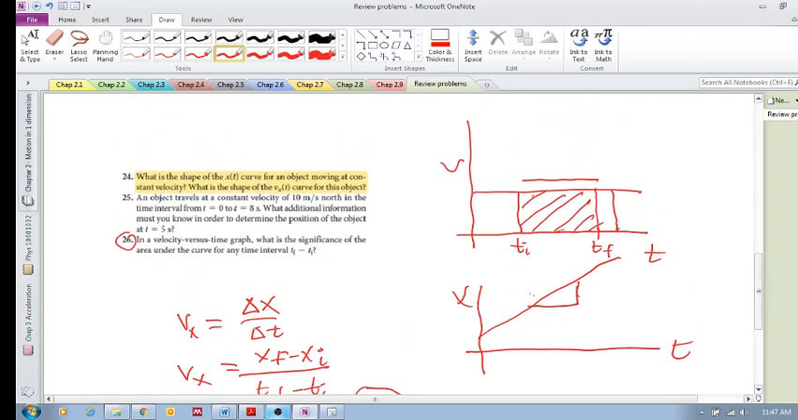So if I can calculate, if I have my initial position, and I want to find what is my final position, if I want to find that delta x there, then I need to calculate what is the area under the curve, because then my initial position plus the area under the VT curve is equal to my final position.